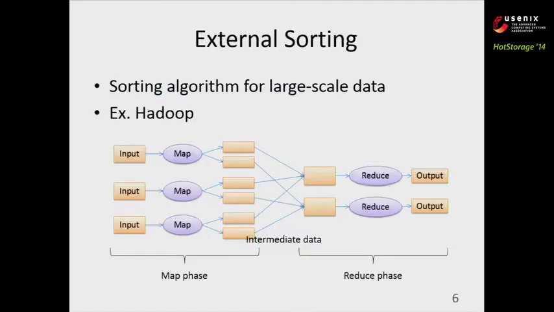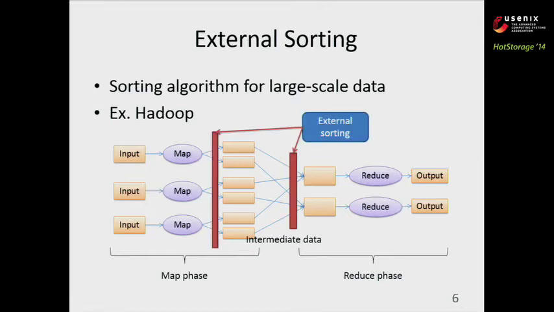To verify our approach, we study external sorting as an offloading function. External sorting is a widely used sorting algorithm for large amounts of data with limited memory size. For example, the Hadoop framework uses external sorting as a core function. This figure shows the general process of the map and reduce phases in Hadoop. When the map function outputs the intermediate data, Hadoop uses external sorting to sort this data. To prepare the input for the reduce function, Hadoop also uses external sorting by merging several map function outputs.